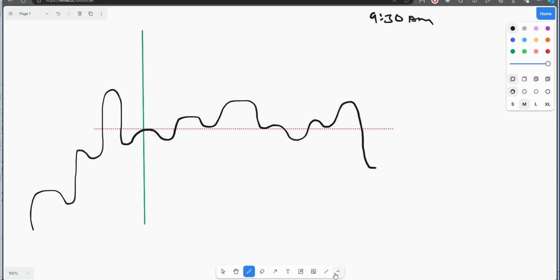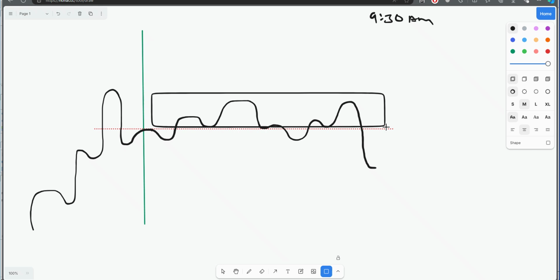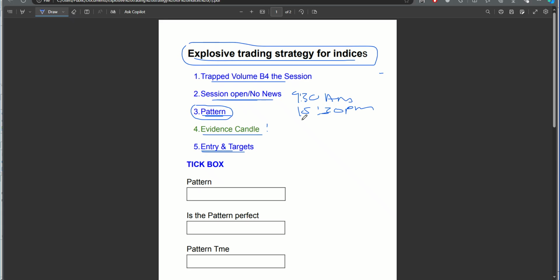When we talk about trade volume, I'm going to try to be as slow as I can so that this can benefit as many people as possible. So guys, this box here represents trapped volume. Why do I call this trapped volume? Let me show you.